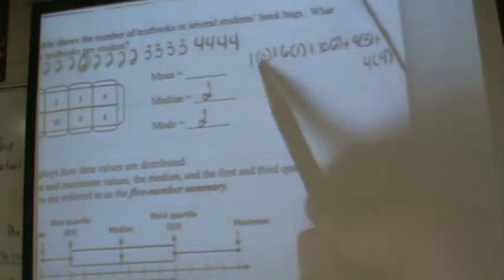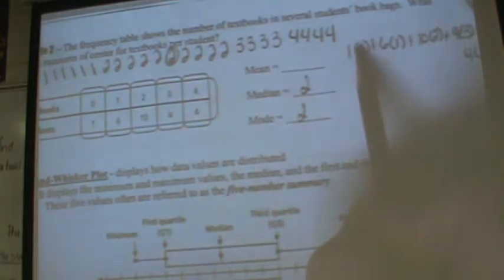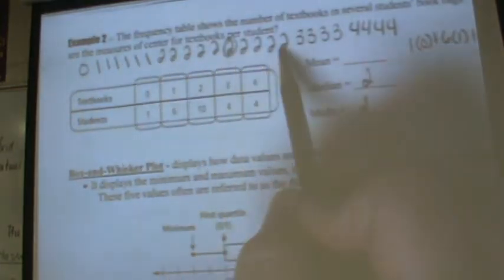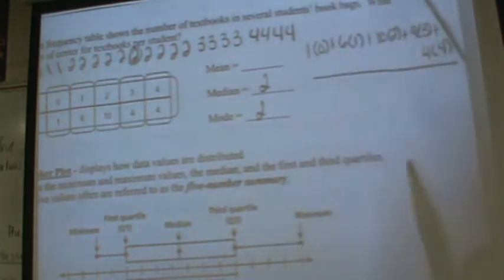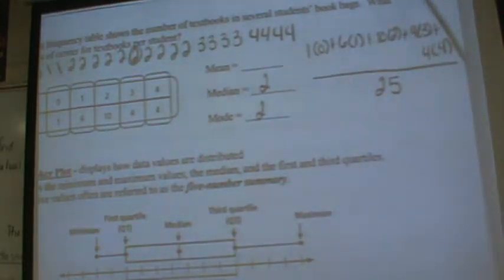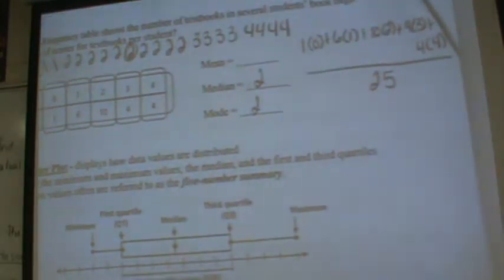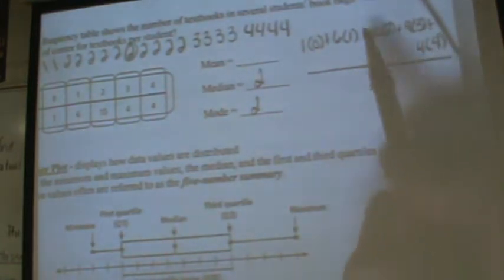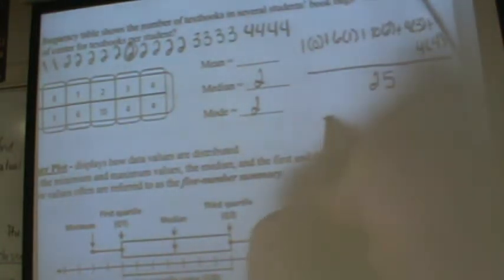And we're multiplying, because if we look at our set, 1 times 0 is 0, but we have our 1 student that carries 0 books, our 6 students that carry 1, our 10 that carry 2, our 4 that carry 3, and our 4 that carry 4. So we're going to multiply and add those up, and we're going to divide by our total was 25 data points. So when we multiply, add, and divide by 25, we get 2.16.